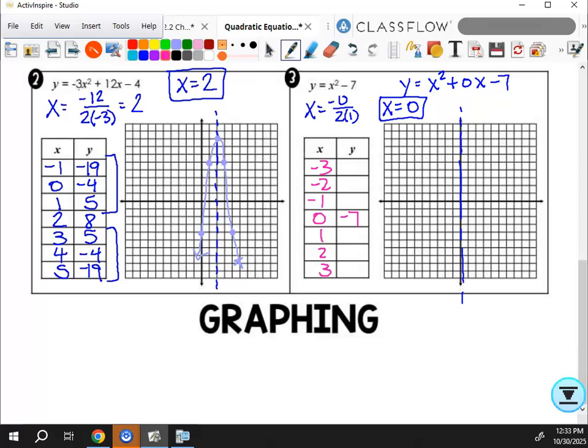Are we good with the button pushing? You don't have to add that. I just wrote that out so you could see b. You don't have to.